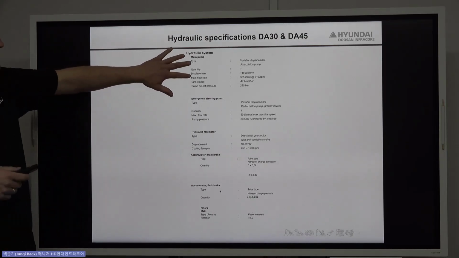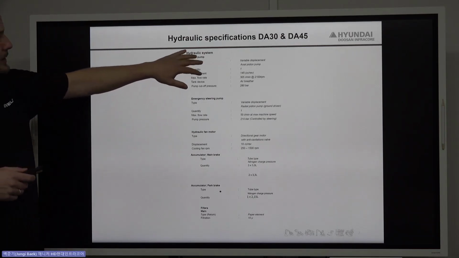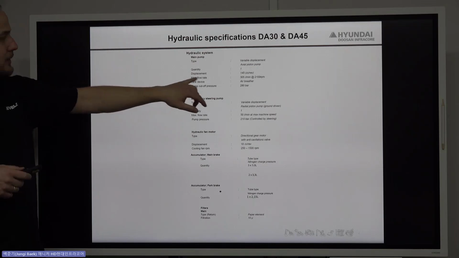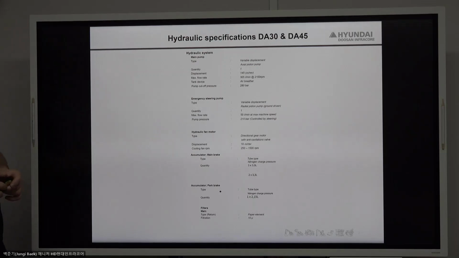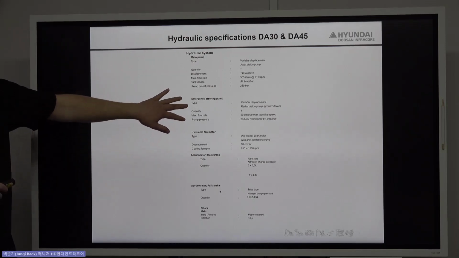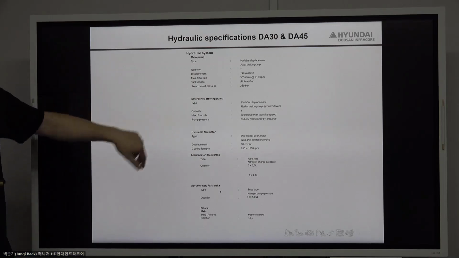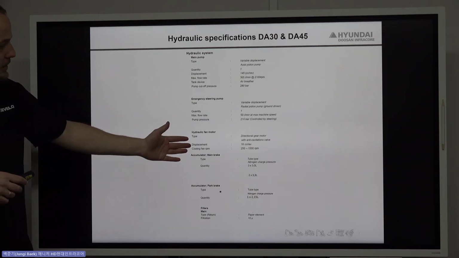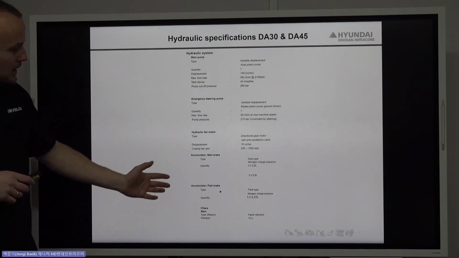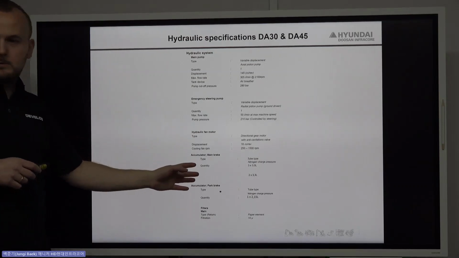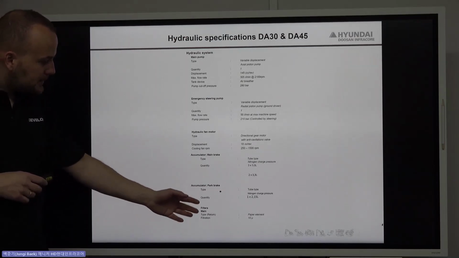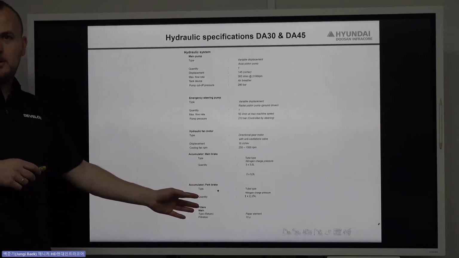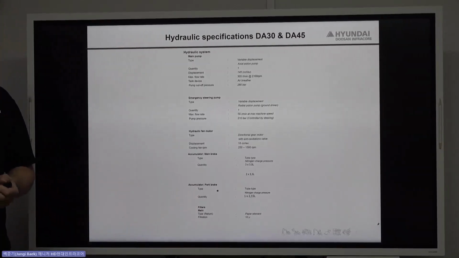We use the same hydraulic pump, but it's a variable displacement pump, 305 liters per minute, maximum pressure of 280 bar. I have the same emergency steering pump, both of them. I have the same hydraulic fan motor. We use the same accumulators. We use the same type of parking brake. Only difference is that you have 2 brake calipers on the 45 and 1 on the DA30.